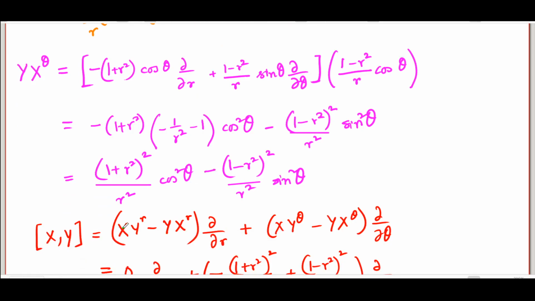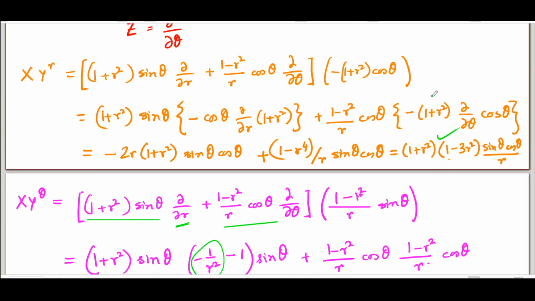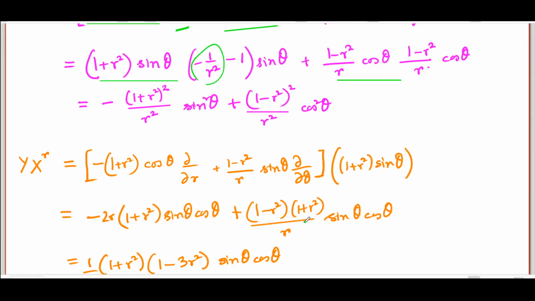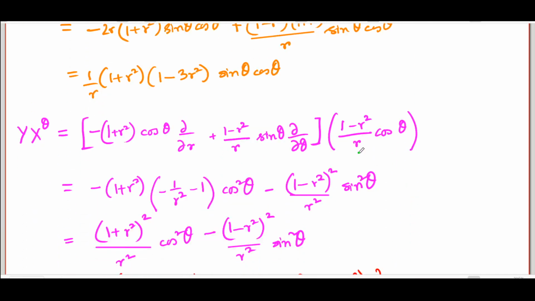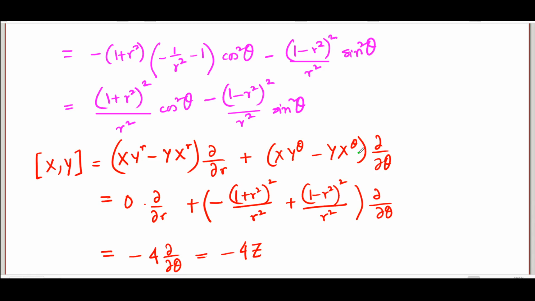The r component is x acting on y_r minus y acting on x_r. So basically this minus y acting on x_r, which is this, and so on, and it's pretty straightforward to see that the x y_r and y x_r are equal to each other. So this cancels out to give you 0. x y_theta minus y x_theta is actually not 0. It turns out minus 4.